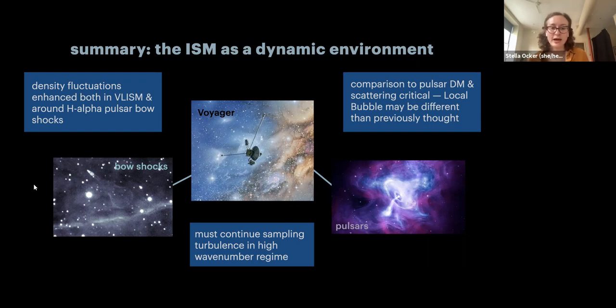But I also talked about how it's really critical that we continue sampling turbulence in this very high wavenumber regime, which is currently only directly available through Voyager. And then I also talked about how critical it is to compare our understanding of the very local ISM to our remote probes of the ISM, particularly from pulsar dispersion and scattering. One of the interesting outcomes of this, which is still ongoing work, is whether the local bubble may in fact be different in origin and structure than previously thought.